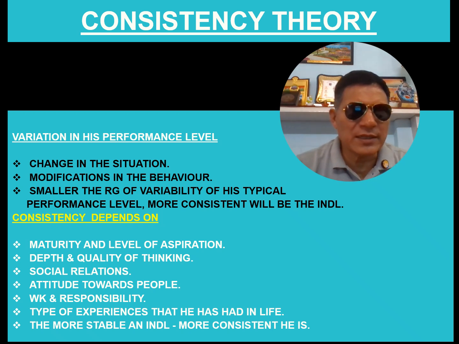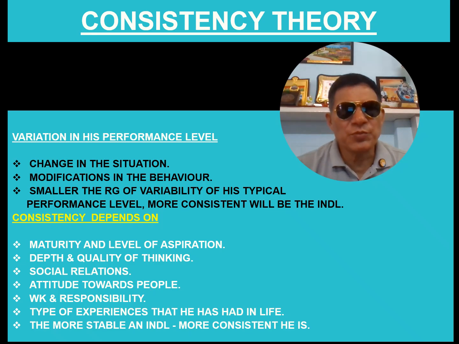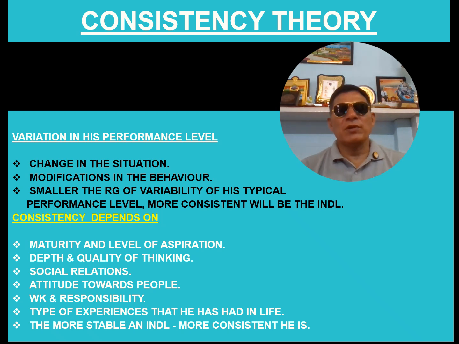एंड देन इज कंसिस्टेंसी डिपेंड्स ऑन मेच्योरिटी एंड लेवल ऑफ एस्पिरेशंस. हाउ मेच्योर इज द इंडिविजुअल, हाउ एस्पायरिंग इज ही, डेप्थ एंड क्वालिटी ऑफ थिंकिंग, social relations, attitude towards people, work and responsibility, type of experiences that he has had in life, and the more stable an individual, more consistent he is. So consistency theory says, gentlemen, if you are more stable, you are more consistent.